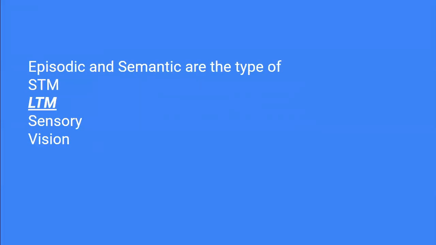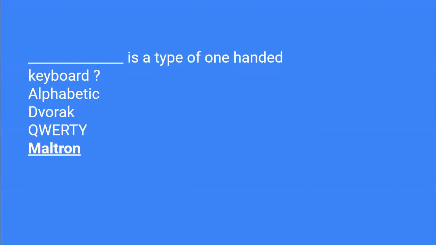Episodic and semantic are the type of, the options are STM, LTM, sensory, vision. Here STM is short-term memory and LTM is long-term memory. Here, episodic and semantic are a type of LTM. Episodic mentions the serial memory, semantic mentions the hints we remember for a long time.